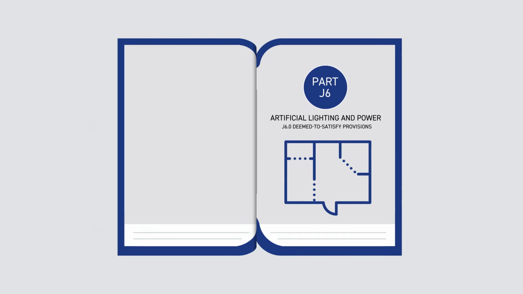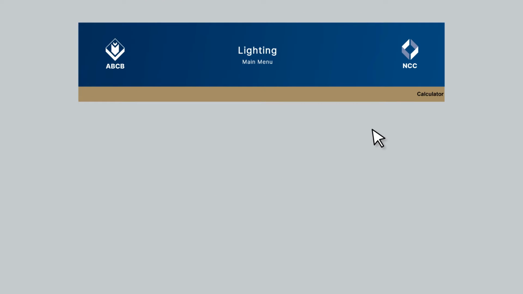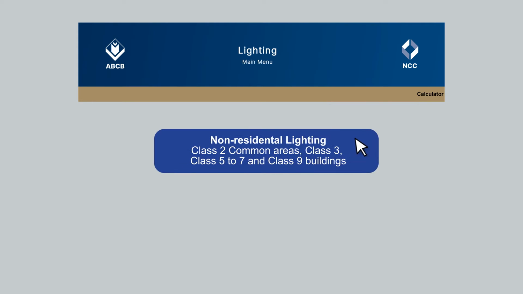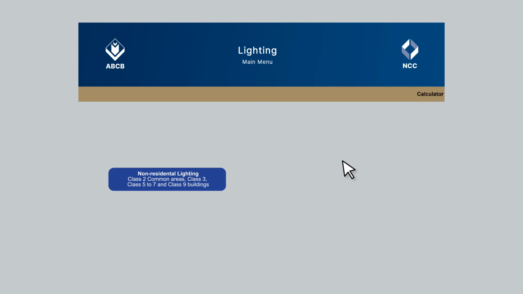NCC Volume 1. The calculator is a Microsoft Excel-based tool and can be downloaded from the ABCB website. This video demonstrates using the non-residential lighting, Class 2 common areas, Class 3, Class 5 to 7 and Class 9 buildings option within the calculator. It covers the basic functions of the calculator, including the necessary data input into the different cells. The calculator must be used in conjunction with the NCC.